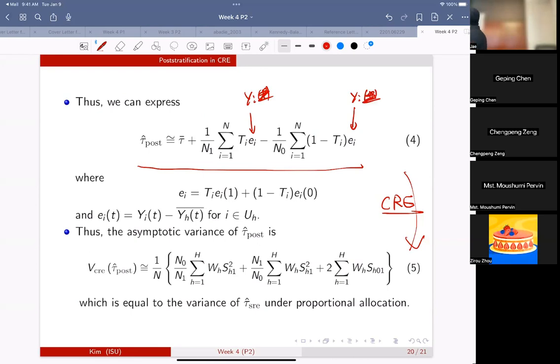But in post-stratification, we actually have a residual. Usually the residual is from the regression of y on the group indicators, the stratum indicators. I will explain that a little bit further in the next class. So that's all for today. Thank you.